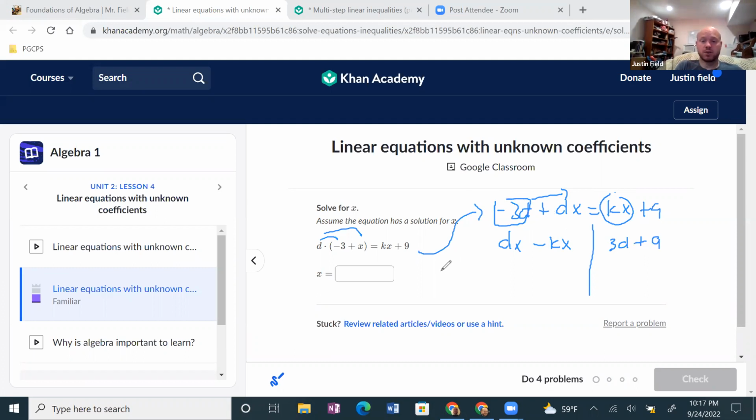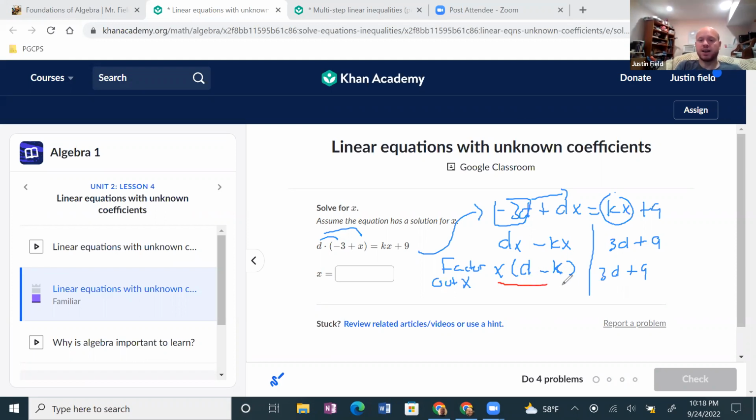Now we're going to do something very special. We are going to factor out x. Whatever variable you want to solve for, once you've got all the terms with that on their own side, then you're going to factor it out. Another way of saying factor is to undistribute. Pretty cool, huh? So then this would be x times the quantity d minus k equals 3d plus 9. Just rewrite that. And then the last step is to divide and get x all by itself.